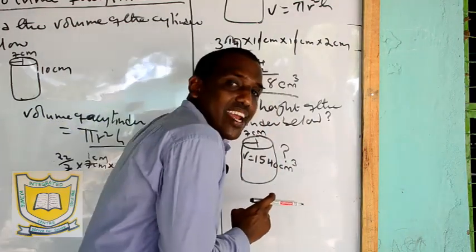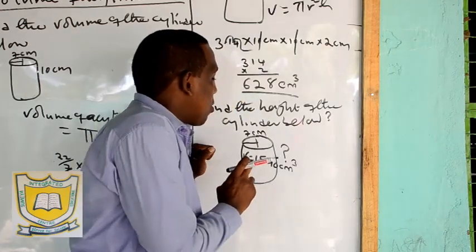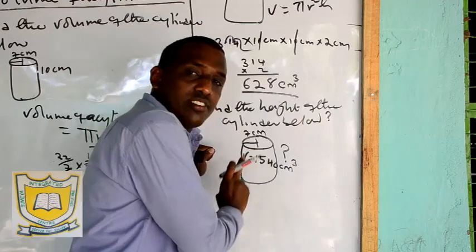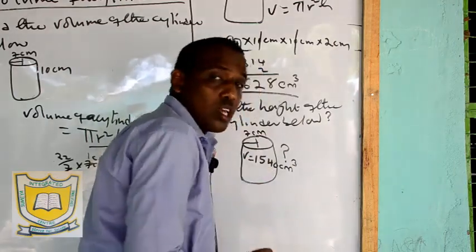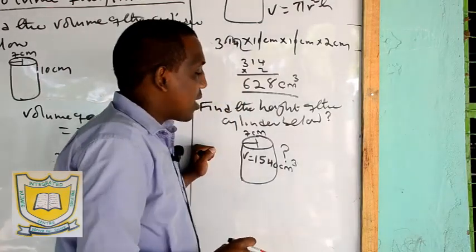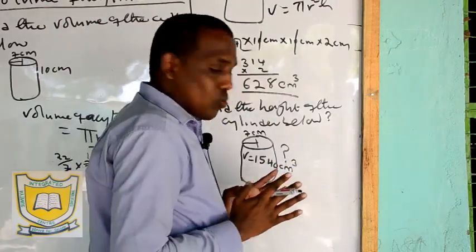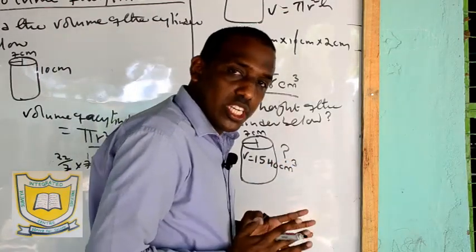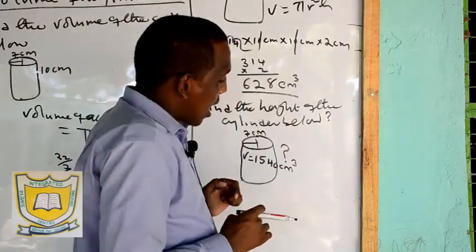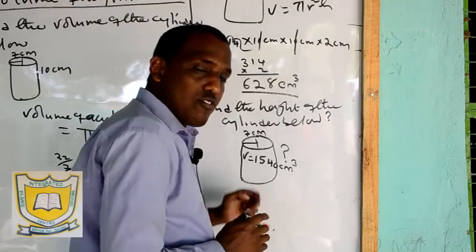So they said find the height. They have given us the radius. They have given us the volume. What they are asking is the height. Let us get the height now. How do we get the height? We get the height by using the formula for getting the volume of a cylinder. How do we get the formula for the volume of a cylinder?